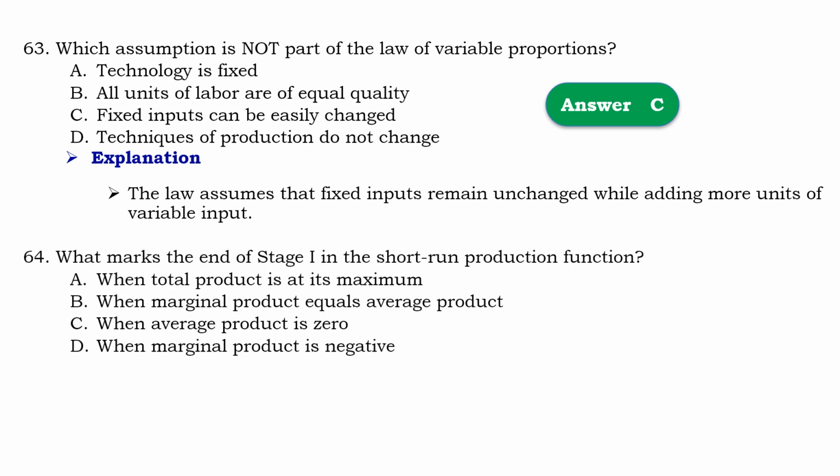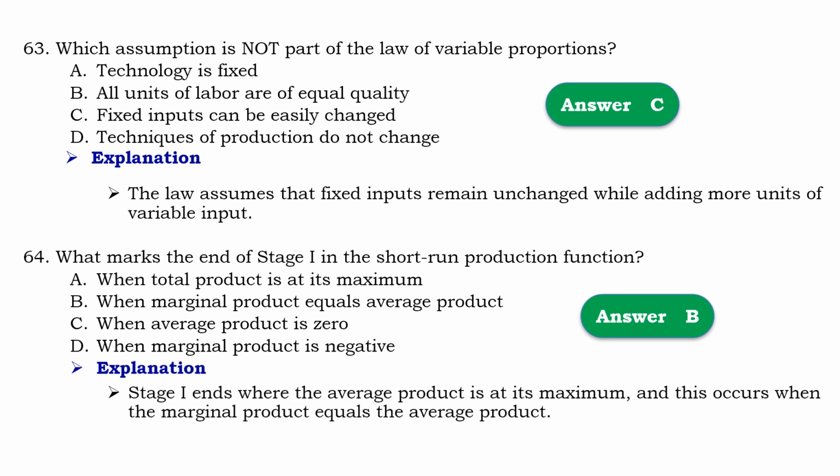Question number 64, what marks the end of stage 1 in the short run production function? 64ኛ ጥያቄ በአጭር ጊዜ ምርት ተግባር ውስጥ የአንደኛ ደረጃ መጨረሻ ምን ምልክት ያለው የትኛው ነው ይላል. So that should be B, when marginal product equals average product. It means that stage 1 ends where average product is maximum, and it occurs when marginal product equals average product.